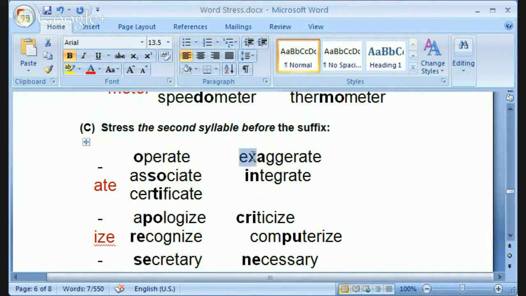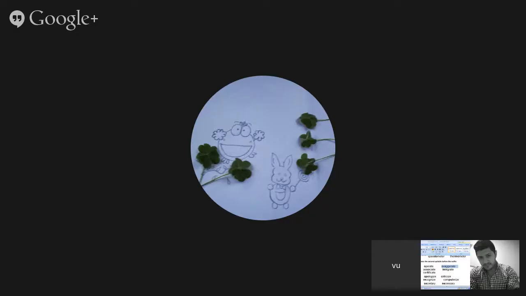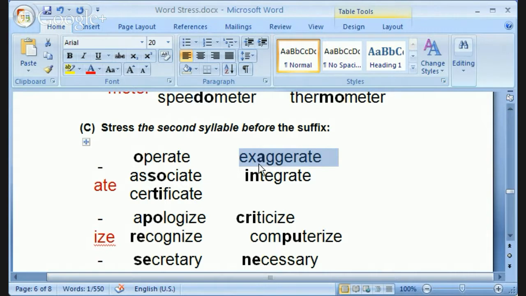Vu, can you try this word? Yes, teacher. Exaggerate. Okay, exaggerate. Sometimes EX sounds like eggs, you know, eggs you have for breakfast. Very good. Sometimes EX can sound like X, like the letter X, like X-ray. But here it's eggs. Exaggerate. Very good.